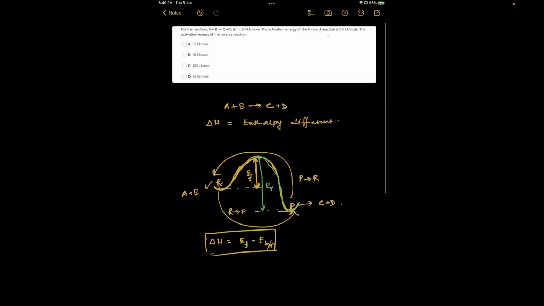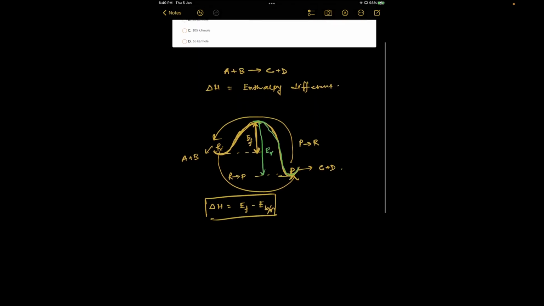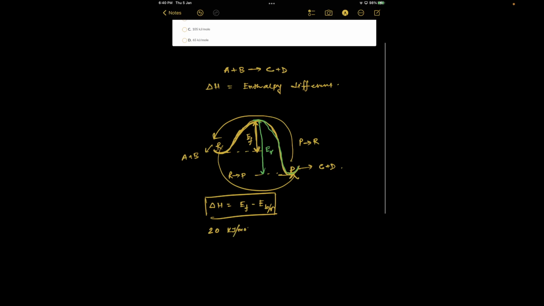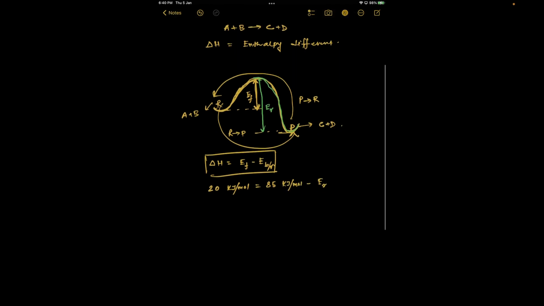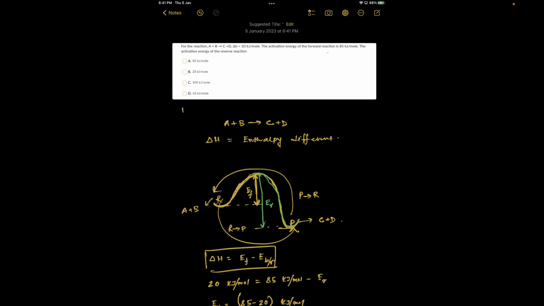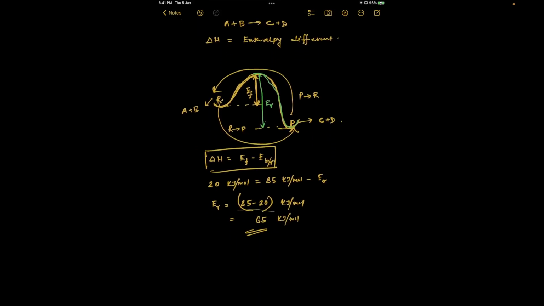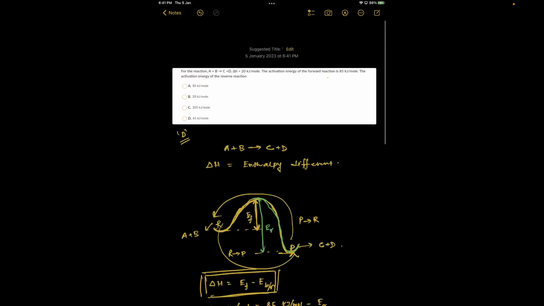So delta H is given, the forward reaction activation energy is given. We have to find out the activation energy for the reverse reaction. Delta H is 20 kilojoule per mole. The forward reaction activation energy is 85 kilojoule per mole, minus ER, which we have to find. So ER will be just 85 minus 20, so 65 kilojoule per mole. So option D is the correct answer. Basically in this question you have to remember that the difference between the activation energy of the forward and the reverse reaction is equal to the difference of enthalpy. So delta H is basically EF minus ER.